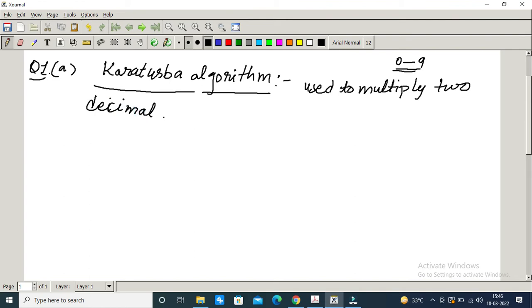What are decimal numbers? An example is the number 1234, and we want to multiply it with another number, like 2640. These two numbers are decimal numbers. Let's say this is x and this is y. So this algorithm is all about multiplying two decimal numbers.